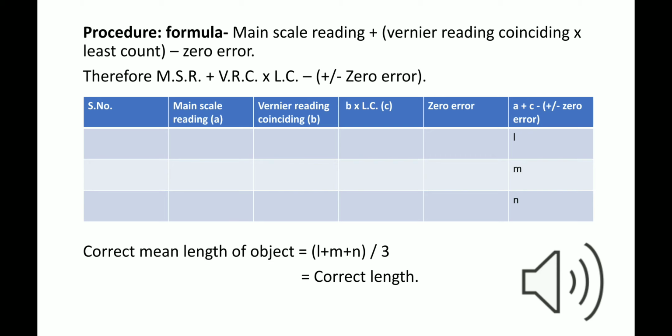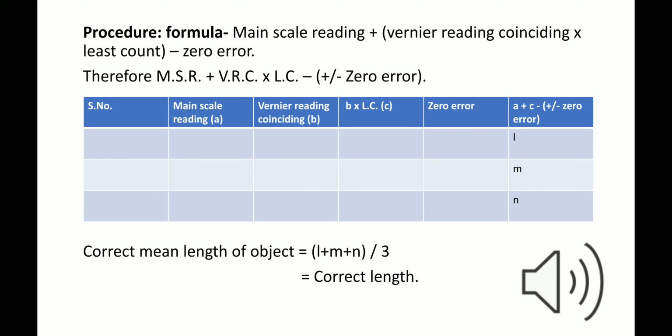Next, take the main scale reading. After that, note the vernier reading coinciding. Then multiply the coinciding vernier reading by the least count. Then, main scale reading plus vernier reading into least count. And if there is a zero error, you have to subtract the zero error from this observation, and then you will get the correct reading.